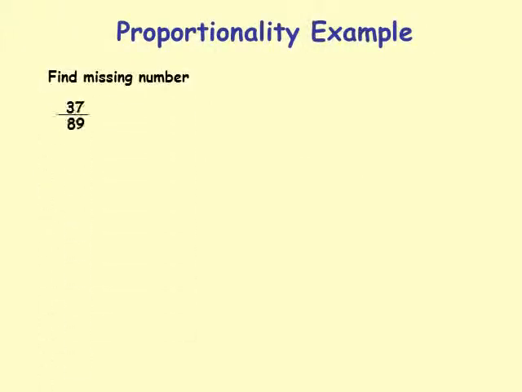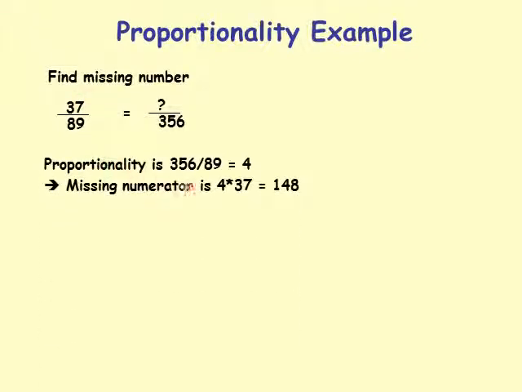More examples here. You have 37 by 89 equals, to 356 in the denominator and what in the numerator. How do we proceed? By proportionality, 356 denominator divided by 89 is 4. That means we got 356 from 89 by multiplying by 4. We have to get this what from 37 by multiplying by 4. So the missing numerator is 4 times 37, which is 148.